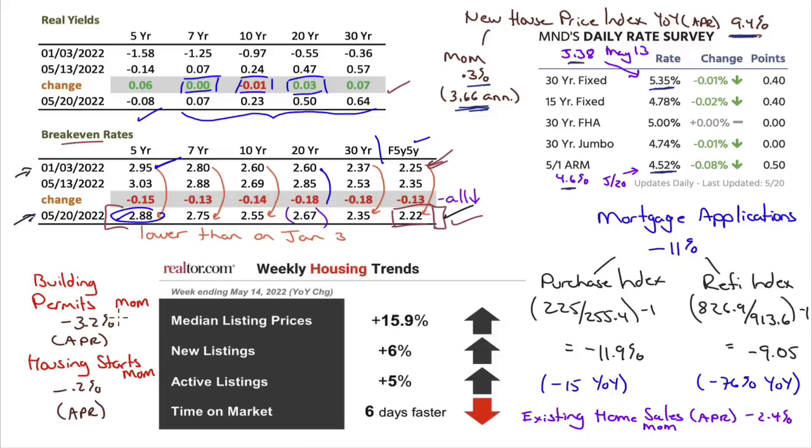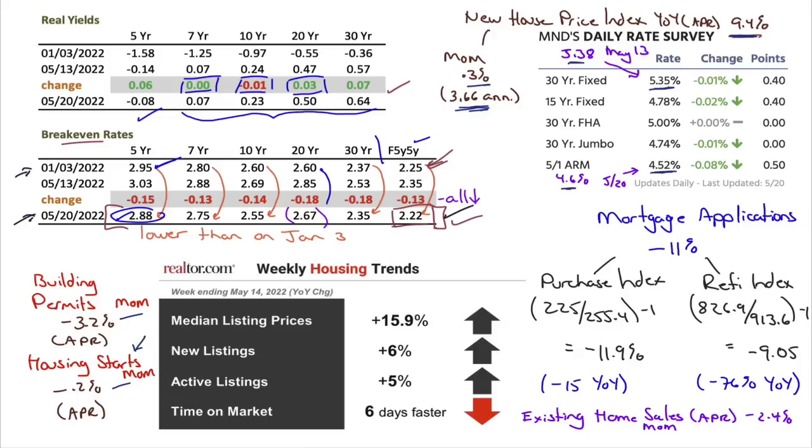Building permits month over month down 3.2%. That's for the month of April. Housing starts month over month down 0.2% for the month of April. And we've already talked about home builders last week having tighter credit conditions, finding it harder to get credit. This pullback in housing starts, as we will see, is not really a function of the willingness to build, but of the ability to build.